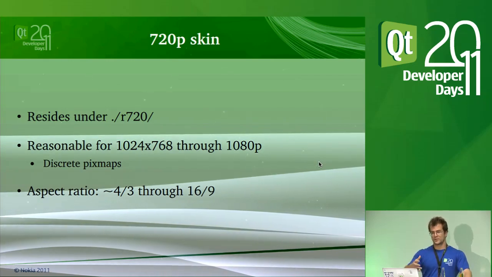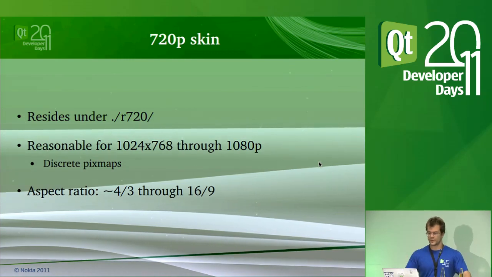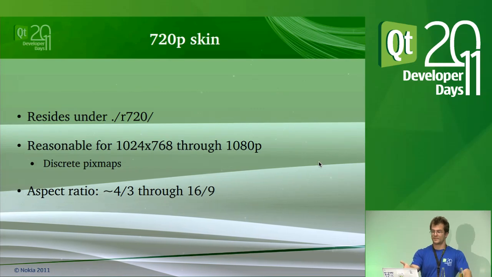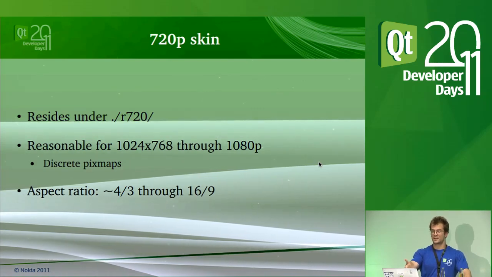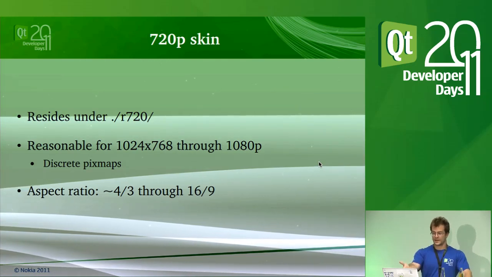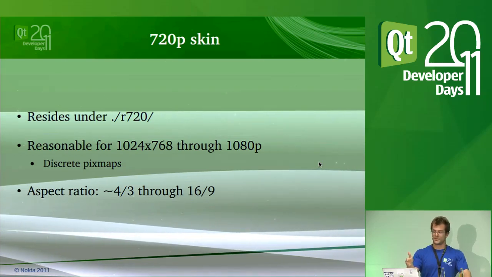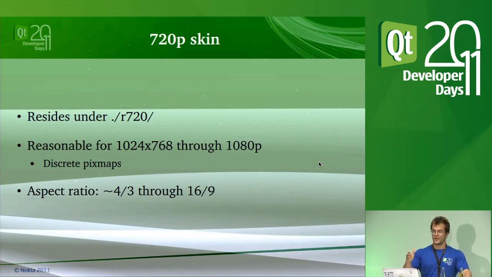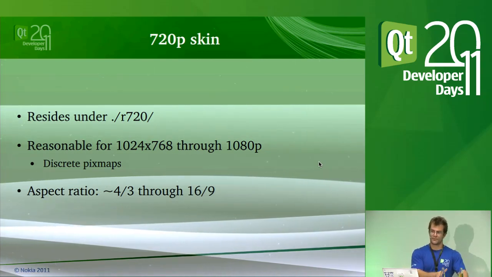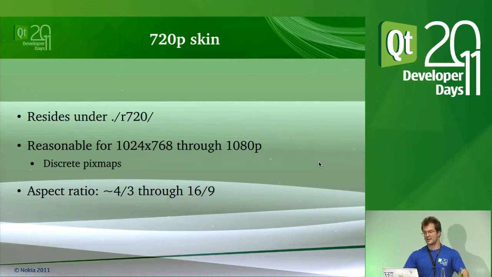So our primary skin is targeting 720p resolution, and it resides under a directory which directly reflects that. If there was a skin that targeted 800 by 480, for instance, like the N900, it would reside under a corresponding directory. But even within the 720p skin folder, we anticipate the fact that that same skin will be used for resolutions running the gamut from 1024 by 768 all the way through to 1080p.